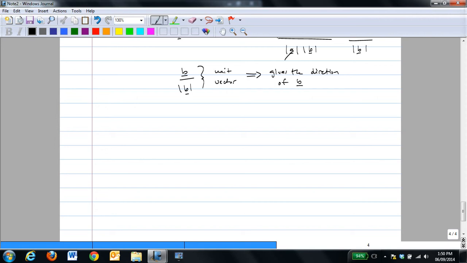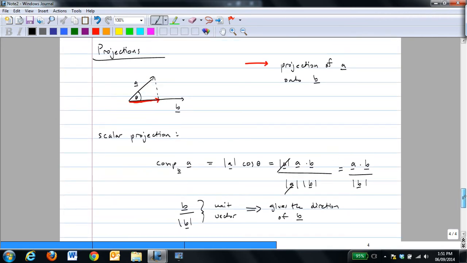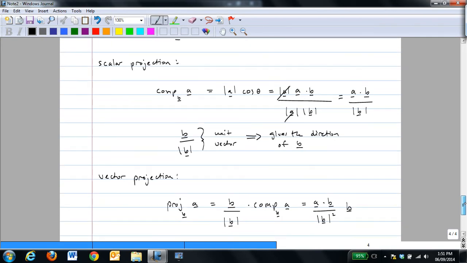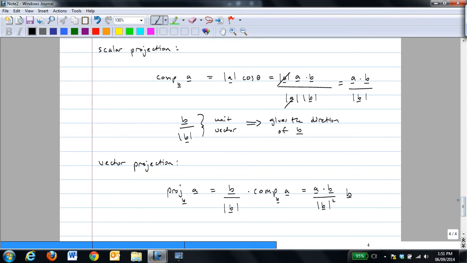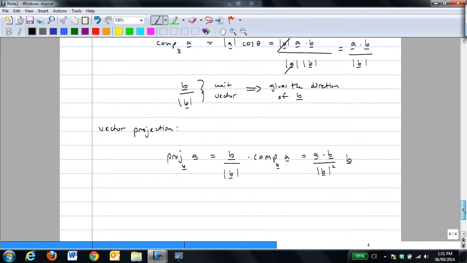Okay, so the vector projection is similar to the scalar projection. So for the vector projection, which I'll write down as this, the projection of A onto B equals the unit vector of B, so we have B over the magnitude of B times the scalar projection of A onto B, or the component of A onto B. And this simply equals A dot B over B squared times B. So as you can see, the scalar projection will give you a scalar value, because this is a scalar value here, and this gives you a scalar value. But the vector projection will give you a vector.